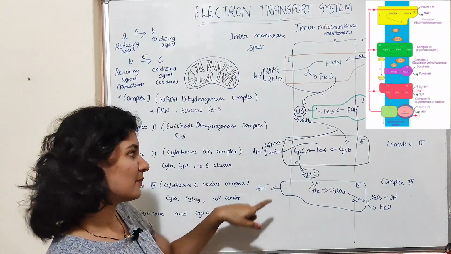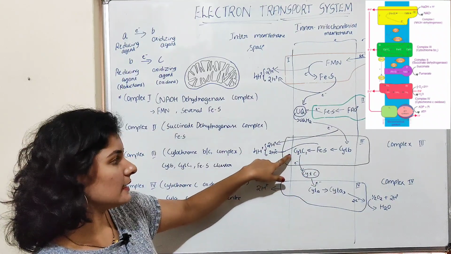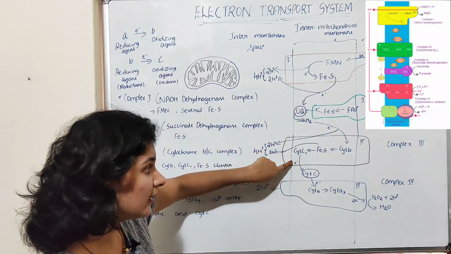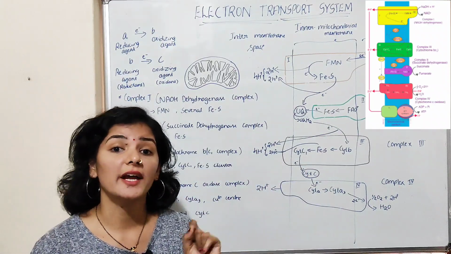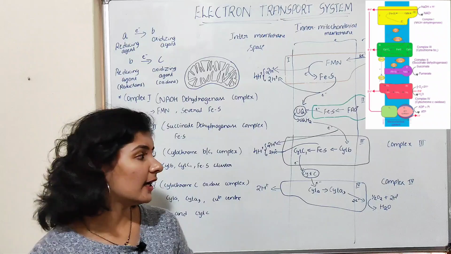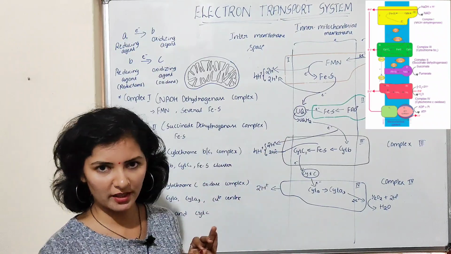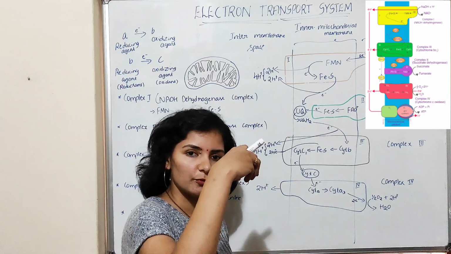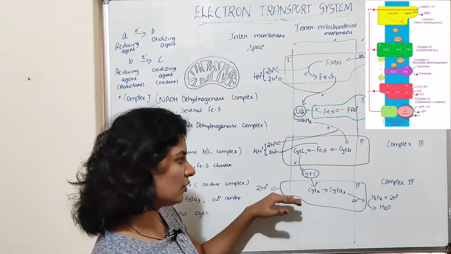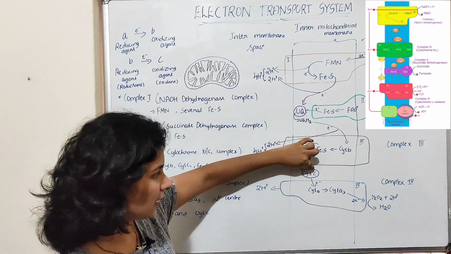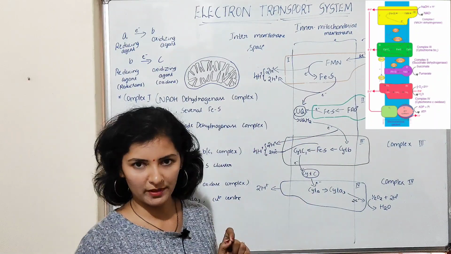Now the electron is present in the cytochrome C1 carrier of complex 3. Later, this cytochrome C1 will donate that electron to another mobile carrier, that is cytochrome C. So cytochrome C will diffuse through the membrane and it will transfer the electron from complex 3 to complex 4. So cytochrome C will donate the electron to the cytochrome A carrier of complex 4.